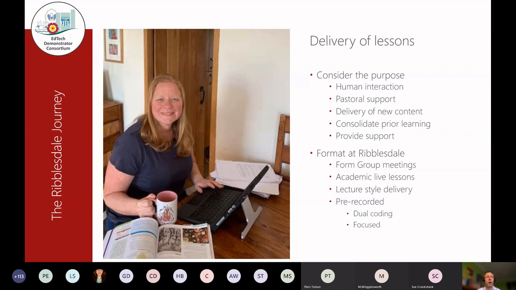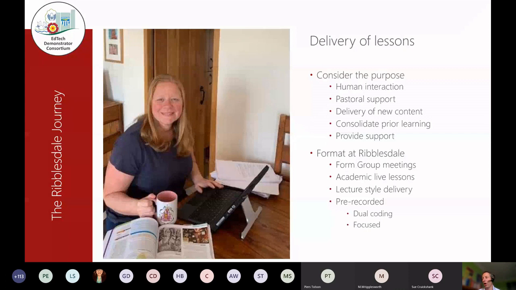But I think the format at Ribblesdale, we've got a few different ways we're doing it. Form group meetings in a morning, two or three times a week. They're very much about the human interaction and that pastoral support, where they do a few activities but talk and interact with each other. We're then doing the academic live lessons, where again that's providing individual teachers with the platform to support their young people, to address misconceptions, but also that brings in that human and that pastoral support element as well.